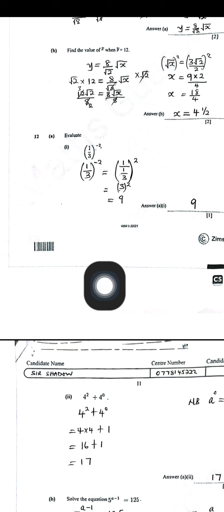So 3 to the power 2 is different from 3 times 2. Just note that 3 to the power 2 means: what number do we get when 3 multiplies itself two times? 3 times 3 gets 9.